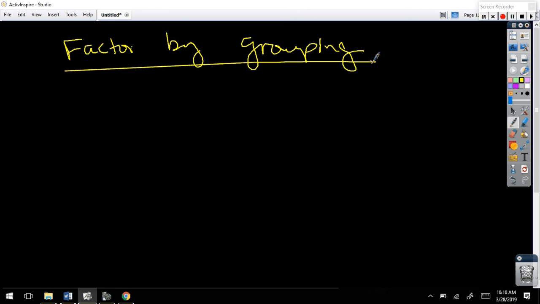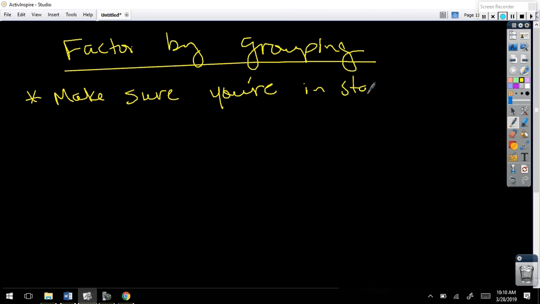All right, so when we factor by grouping, what happens is we want to make sure you're in standard form. Now, what does standard form mean? We've talked about this before. Greatest to least what? Exponents. That's exactly right.